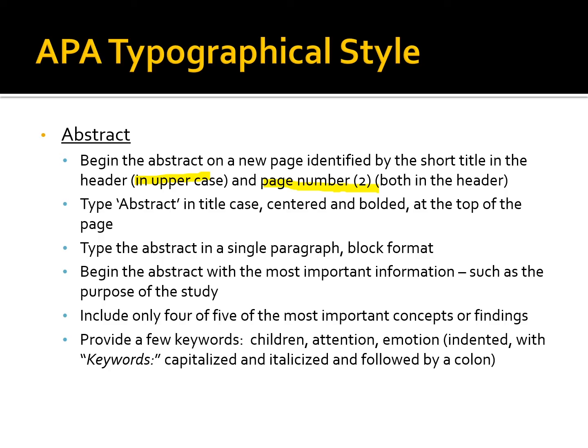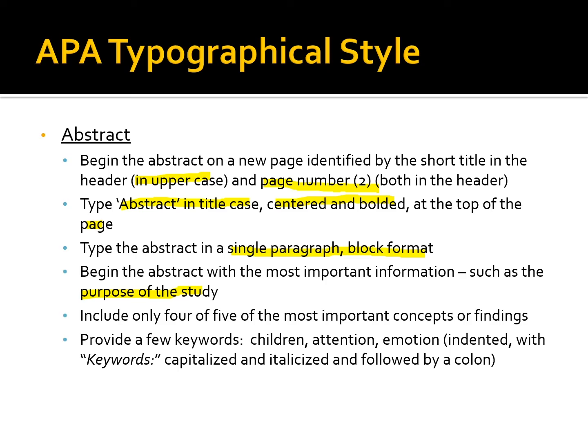So the abstract, again, begins on a new page. It's identified by the short title in the header. Of course, that's in uppercase, flush left. And the page number, which would now be page two, flush right. And as I indicate, these are both in the header. You would type Abstract in title case, in other words, capital A, centered and bolded at the top of the page. And then you would hit return, and you would begin typing the abstract in a single paragraph block format. In other words, do not indent the abstract. So the abstract should be flush left.